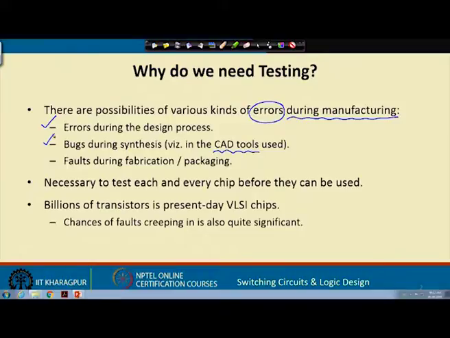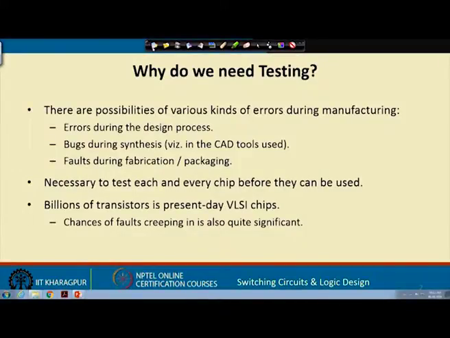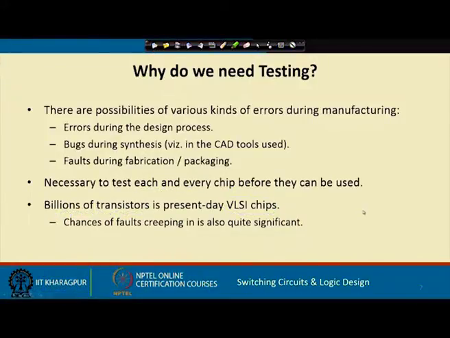Okay. So, there can be some errors or bugs in those tools, and finally, during the fabrication or packaging there can be some faults. For example, when you are connecting 2 points using a wire, there can be a loose connection, or there can be a short circuit, this kind of errors. So, because of such error occurrences, it is necessary to test each and every chip or manufactured device before they can be used. If you talk about the modern day VLSI chips, there are of the order of billions of transistors inside them. So, you can understand how complex the circuits are, and chances of faults creeping into such a very complex VLSI chip are also pretty high. Okay? Because of that, the problem of testing is important.